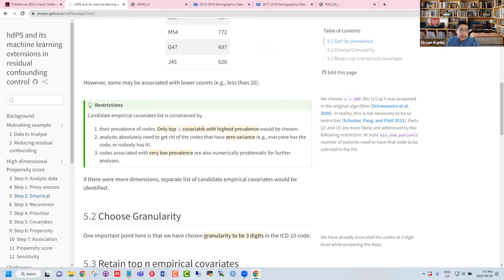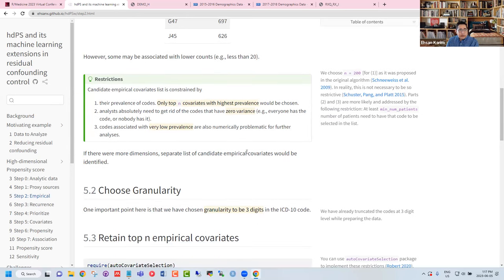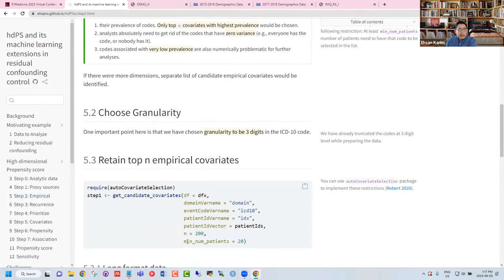To restrict that, one of the packages that implements high dimensional propensity score in R is known as the autocovariate selection package. One of the options they provide is choosing the minimum number of patients you want associated with any particular code. If you choose that, you do not necessarily need to think about the option of how many, say, top 200 prevalent codes. You can choose a large number there, so that will make the option redundant.